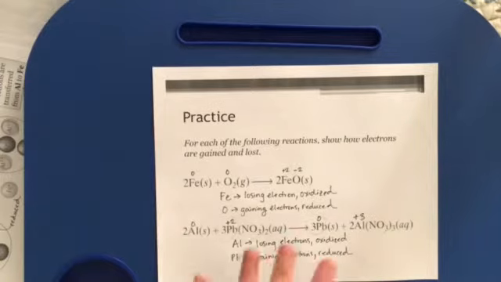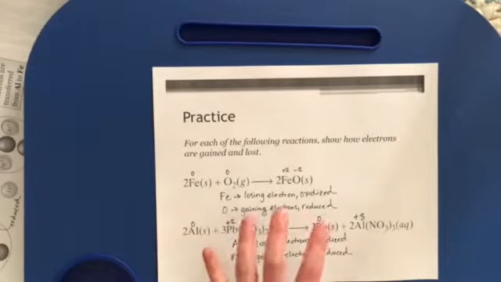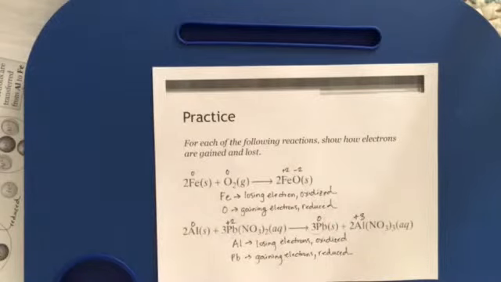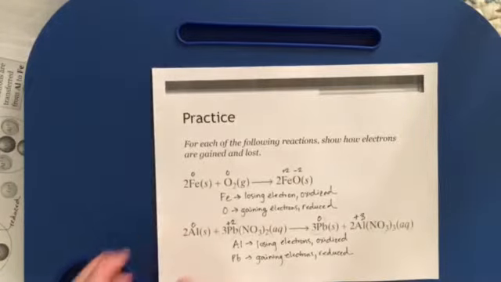Okay, so we're not doing any more in-depth problems than that. I just want you to be able to identify what is being oxidized and what is being reduced in these reactions. And that is it. So go and do the practice worksheet for net ionic equations, and then you can go ahead and take your quiz.